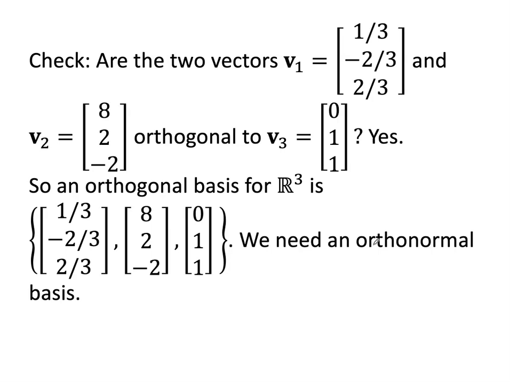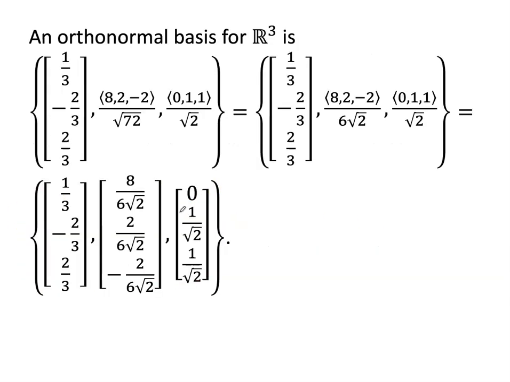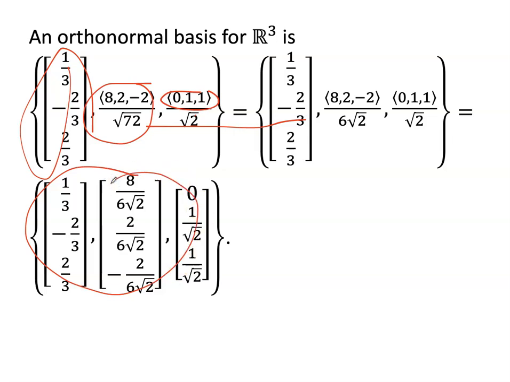Check. Are the two vectors v1 and v2 orthogonal to v3? Yes, you'll find that their dot products are 0. So an orthogonal basis for R3 is this. But we need an orthonormal basis, so we need to divide each of these vectors by its length. This vector was fine. This vector divided by square root of 72, which is its length. This vector divided by square root 2, which is its length. This simplifies a little bit. Square root of 72 is 6 root 2. And so when you grind it out, that's what you end up with.